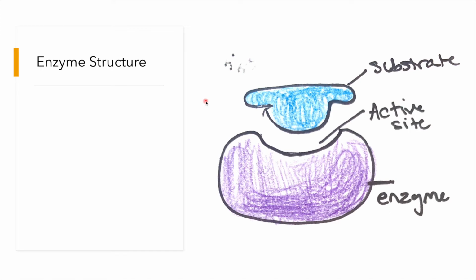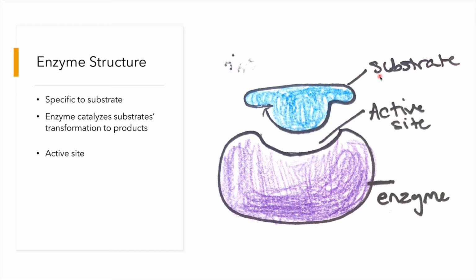Now let's look over enzyme structure. Enzymes are specific to the substance that can bind to it, and this is due to its unique three-dimensional shape. The substance that binds to the enzyme is called the substrate. When the substrate binds, the enzyme catalyzes its transformation to a product, and then the product is released. The area to which the substrate binds is called the active site. It can hold two or more reactants.